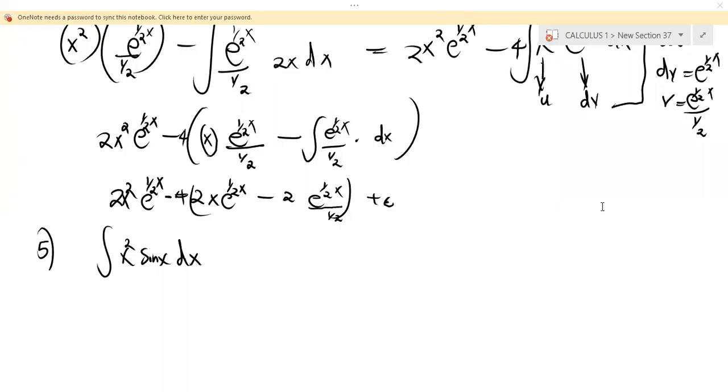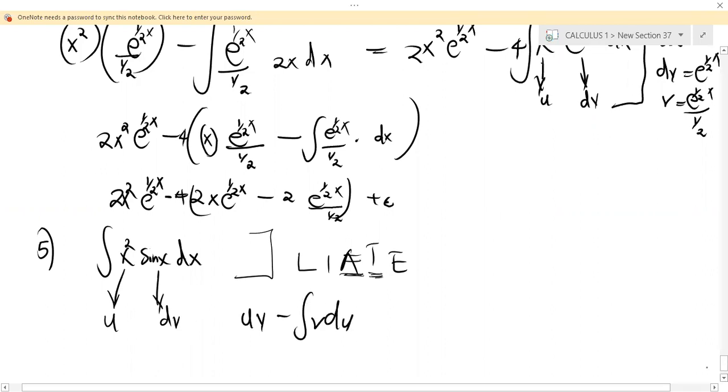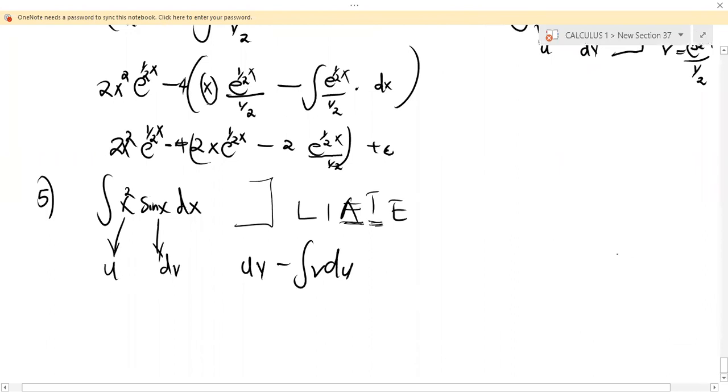So you first of all check if the functions are in the right order, so that you can know which one to pick as your u and which one to pick as your dv. Now we have an algebraic function and a trigonometric function, and algebraic should come before trigonometric. So this will be your u and this will be your dv. And the formula is uv minus integral of v du.